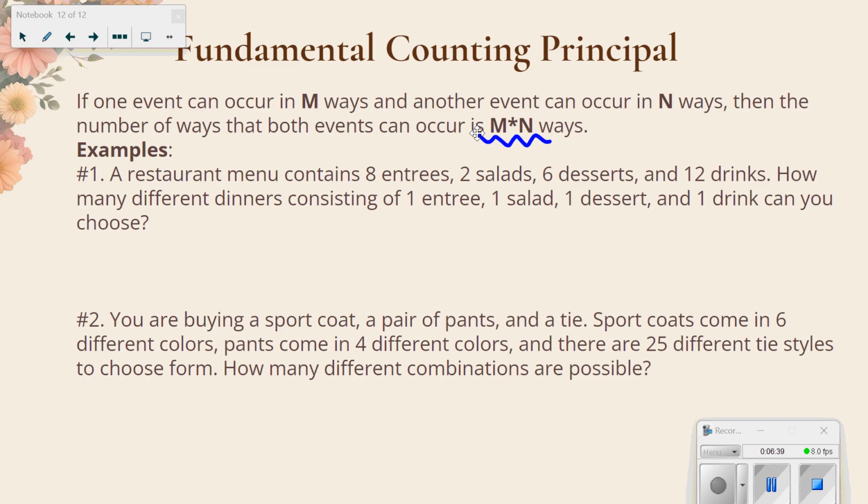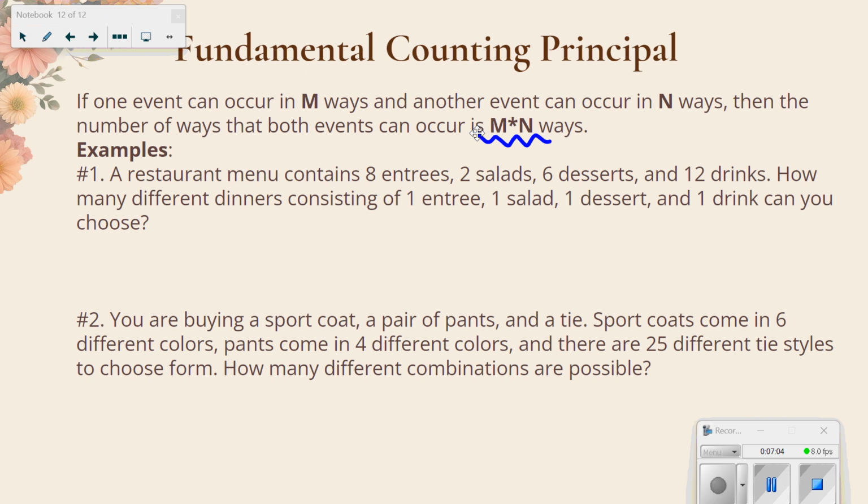So here's an example looking at the fundamental counting principle. A restaurant menu contains 8 entrees, 2 salads, 6 desserts, and 12 drinks. How many different dinners consisting of 1 entree, 1 salad, 1 dessert, and 1 drink can you choose from?